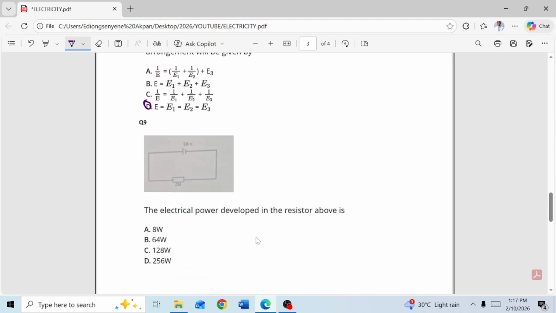Question number 9. The electrical power developed in the resistor above is dash. Here they gave us 16 volts. They gave us 2 ohm. We have 3 major formulas for power. Power equals IV. And we also know that I from Ohm's law is V over R. So if we put it there, we have P equals V squared over R. This will give us 16 squared over 2, and this will be 128 watts.